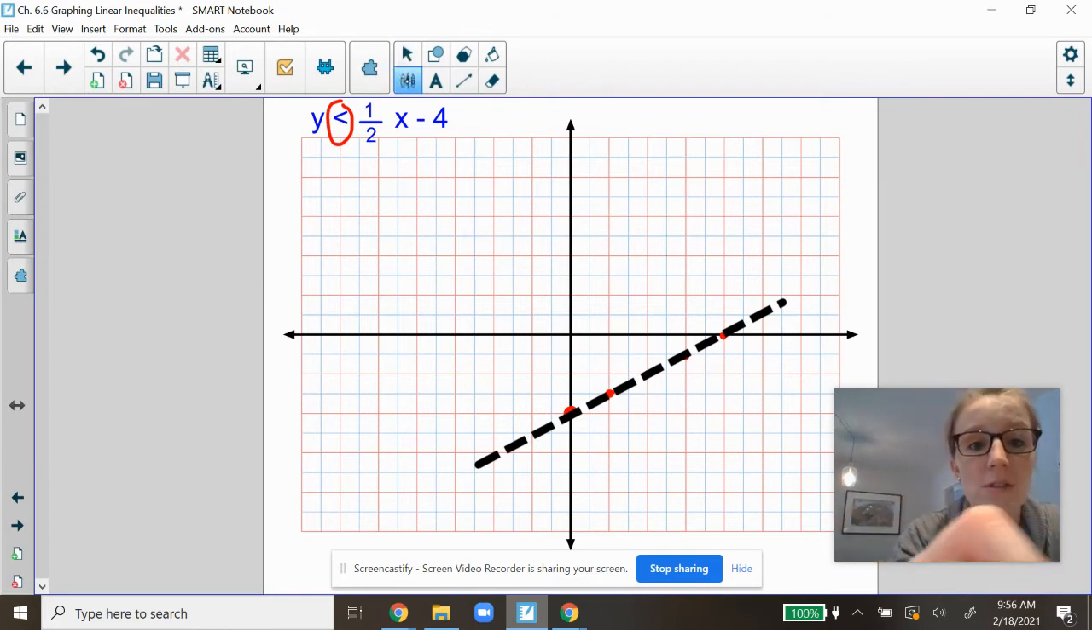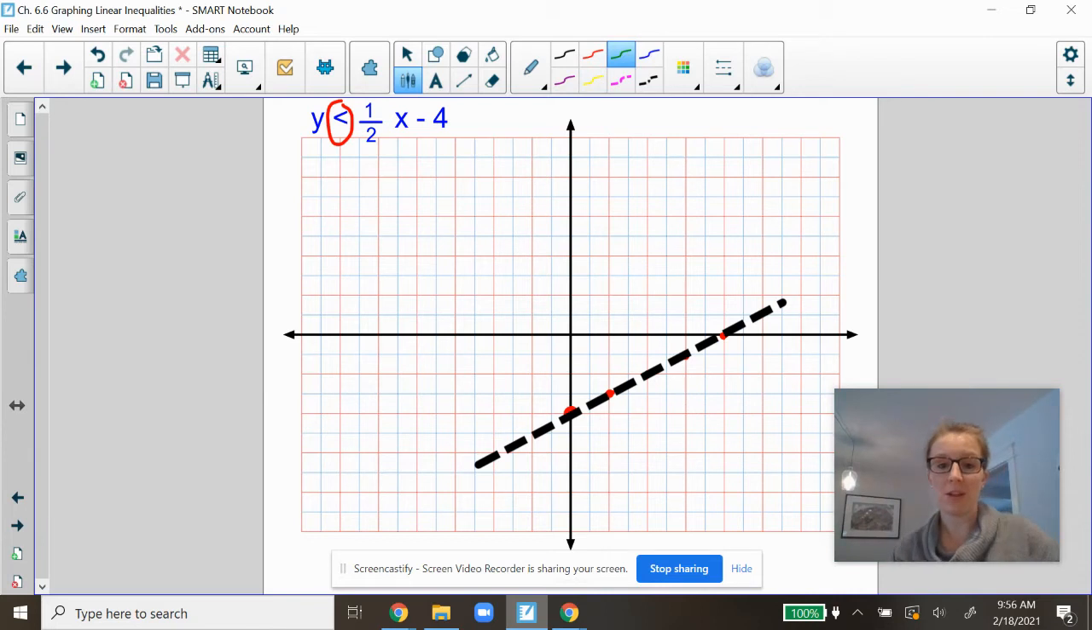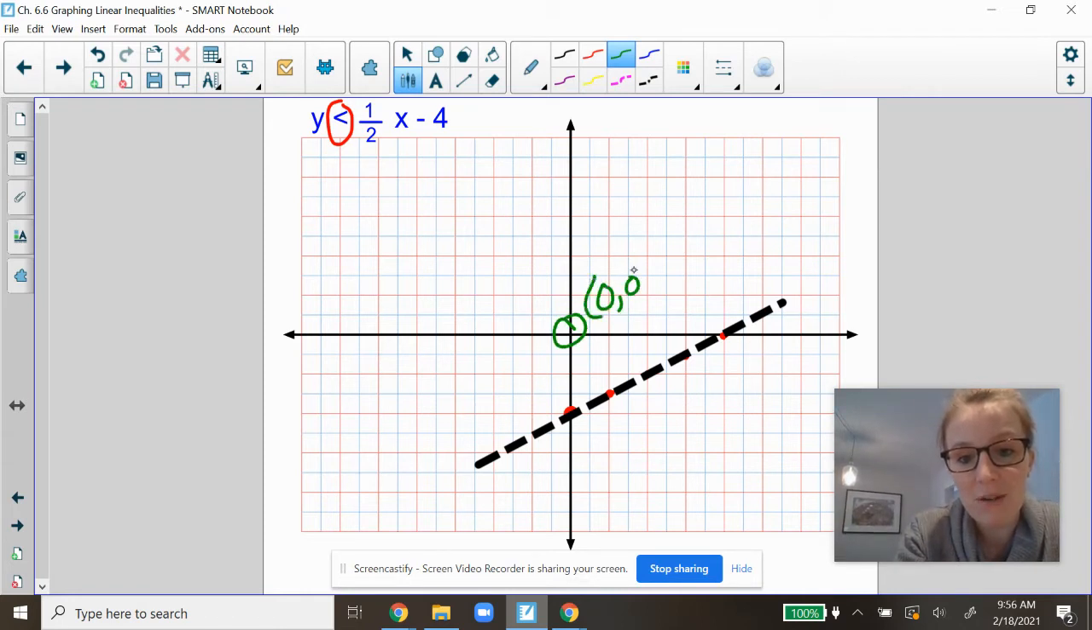And so the way that we have to do this is we have to figure out, am I going to shade above the line or am I going to shade below the line? And the best way to do that is to test a point. What point do you think might be the easiest one to test? Well, how about this one right here? This magical point of (0, 0), right?